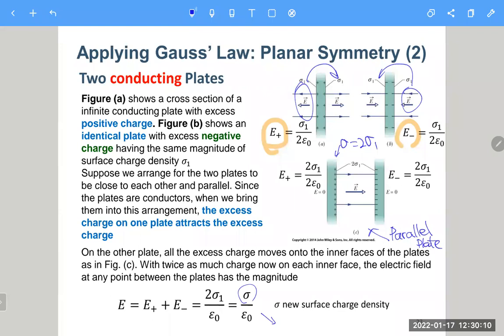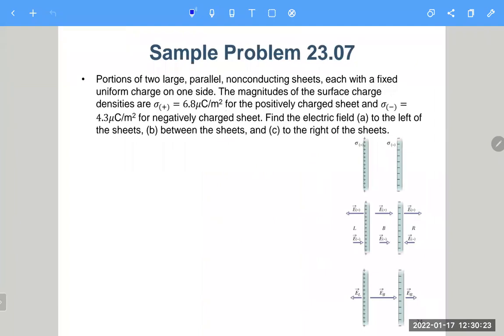And actually, in chapter 25, we will use this, and we will see the capacitor again. So here is a sample problem. It says the portion of 2 large parallel non-conducting sheets, each with a fixed uniform charge on one side. The magnitudes of the surface charge densities are sigma plus and sigma minus. Find the electric field to the left, between, and to the right of the sheets.